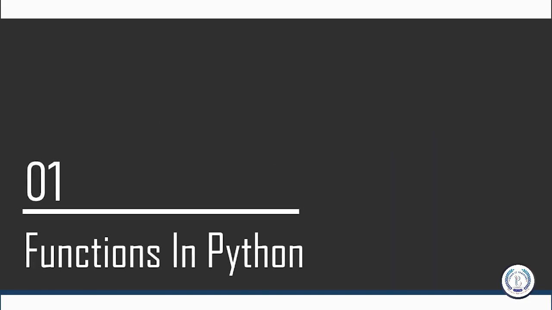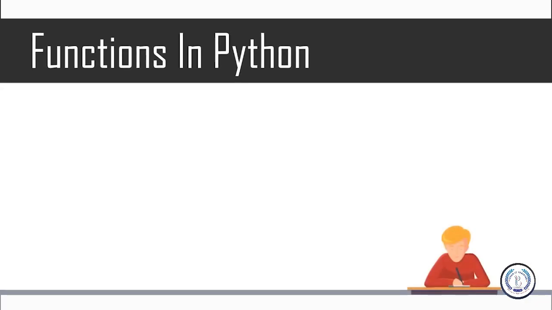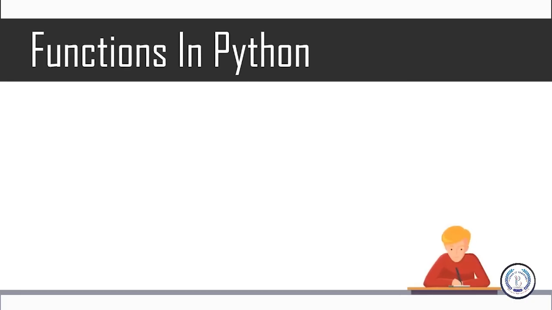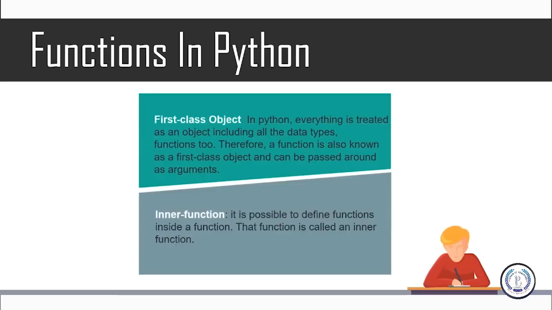I'm sure most of you are familiar with functions in Python. So let's recall some of the important concepts that are going to be useful while working with the decorators. The concepts that I want to discuss are first class objects and inner functions. In Python, literally everything is treated as an object, including all the data types and even functions. So the functions can be passed around as arguments as well. That is why it is called a first class object.